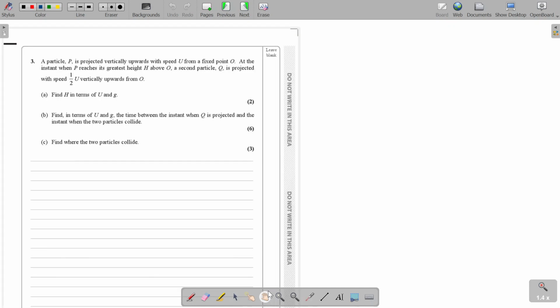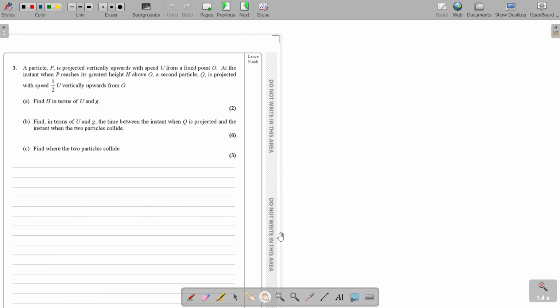Okay, question number 3. They say a particle P is projected vertically upwards with speed u from a fixed point O. At the instant when P reaches its greatest height h above O, a second particle Q is projected with speed half u vertically upwards from O. Let's draw a quick sketch to understand what's going on here.